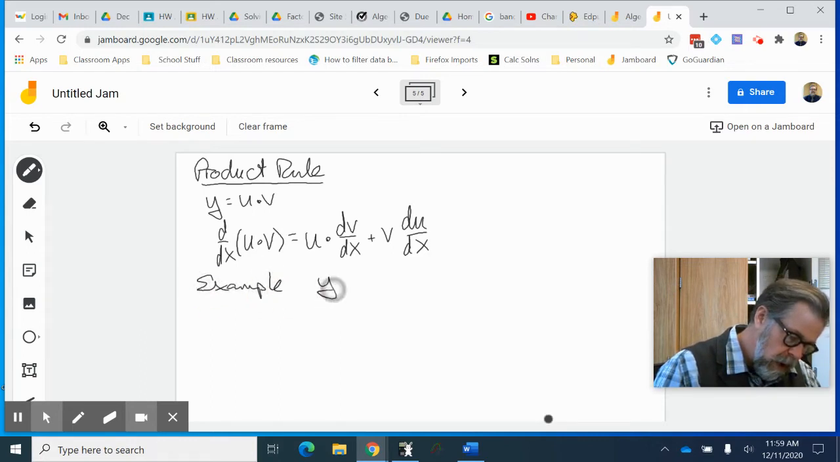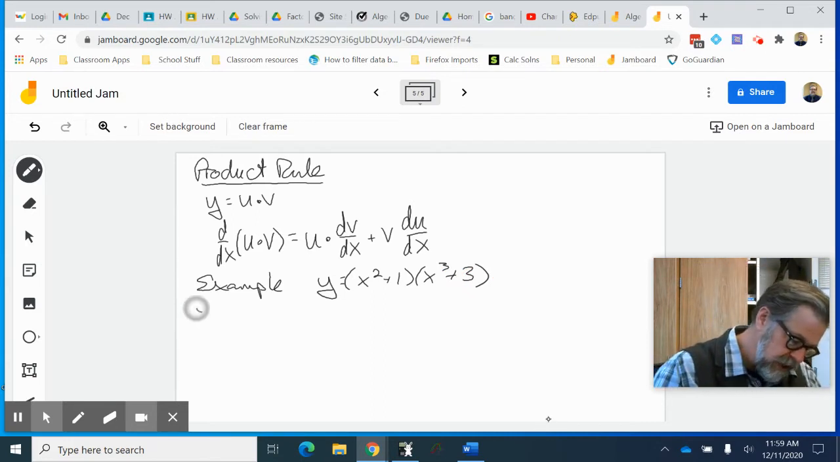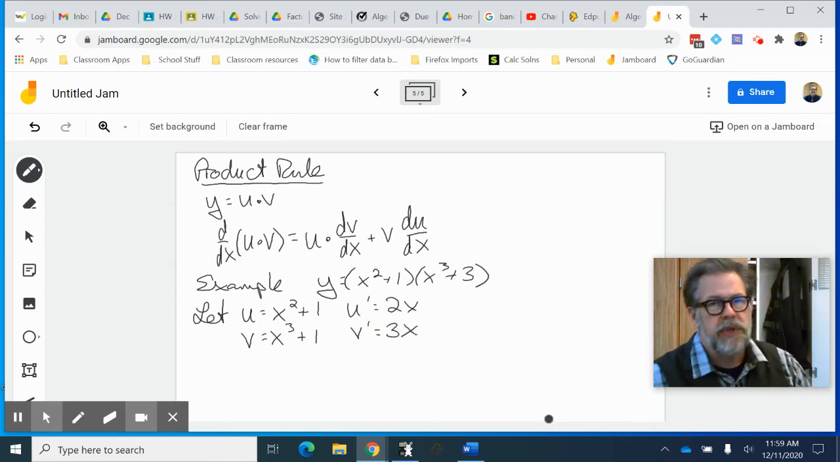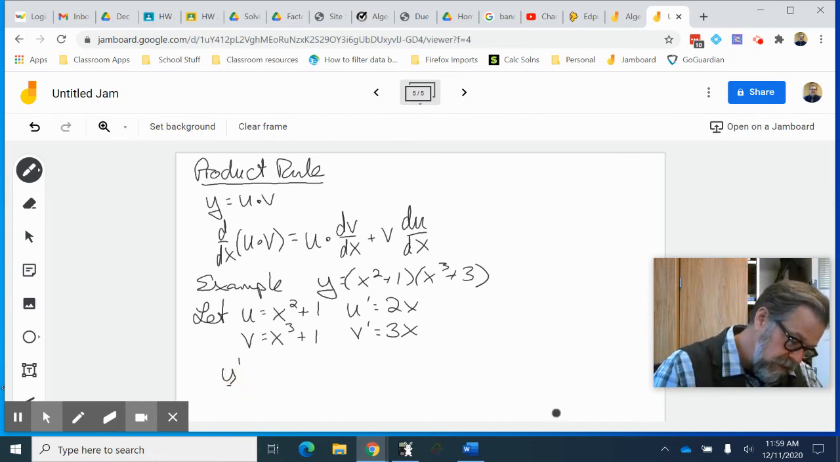will be that y is equal to (x squared plus 1)(x cubed plus 3). Now, I'm going to recommend immediately that you be very, very organized, that you start by defining u equal to, v equal to. Next to those, you write the derivative of u and you write the derivative of v. If you try to do this in your head, unless you are very, very good, you are probably going to mess up.